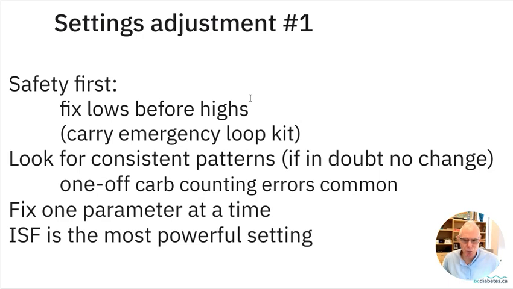If we see a bunch of things we want to change, if we see consistent abnormalities, in general, we're only going to fix one parameter at a time. We're going to fix the basal rate only, or the ISF only, or the carb ratio only. And finally, if you have to choose one setting to change, ISF is the most powerful. It's going to give you the biggest bang for your buck.